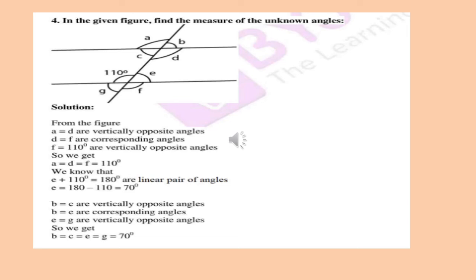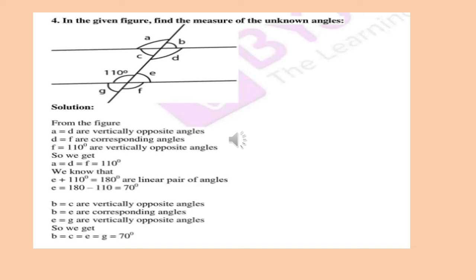Let us start doing exercise 14b, question number 4. In the given figure, find the measures of the unknown angles. The unknown angles are angle A, B, C, D, E, F, G, and angle 110 is already given. From the figure, A is equal to angle D, which are vertically opposite angles. Angle D is equal to angle F because they are corresponding angles. Angle F is equal to 110 degrees because it is vertically opposite angle. So we get angle A is equal to angle D is equal to angle F, which is 110 degrees.